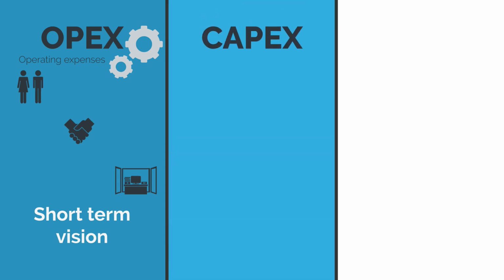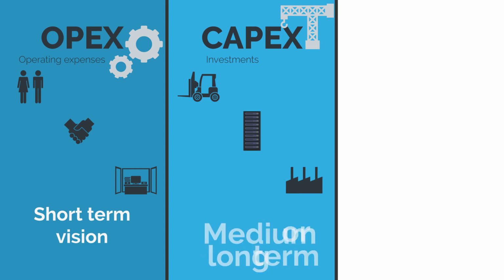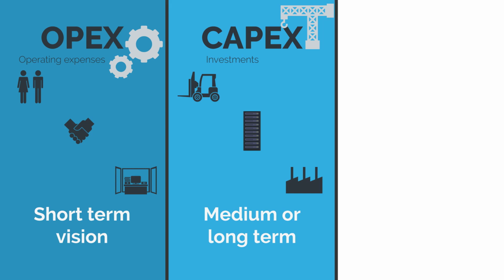CapEx are the investments necessary to implement the project, for example, the purchase of machines or structures, such as a data center or a factory. Depending on the nature of the project and its level of maturity, CapEx can be planned for the medium or long term. This is why, in order to be consistent with OpEx and revenues, it is necessary to annualize these costs.